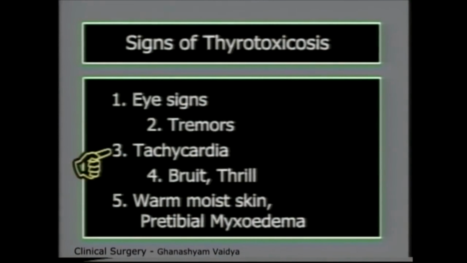Next, feel the radial pulse. Tachycardia and bounding pulse are characteristic of thyrotoxicosis. However, pulse rate may increase further due to anxiety which is associated with thyrotoxicosis.